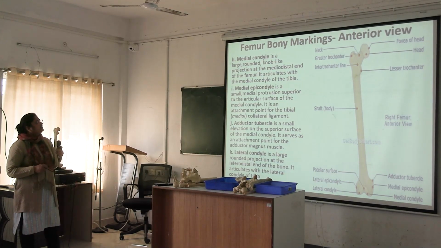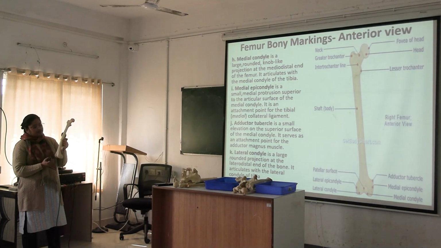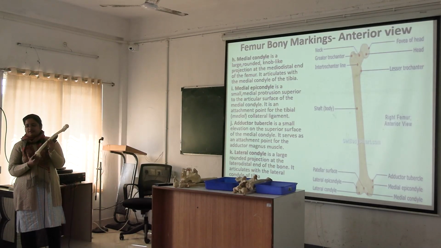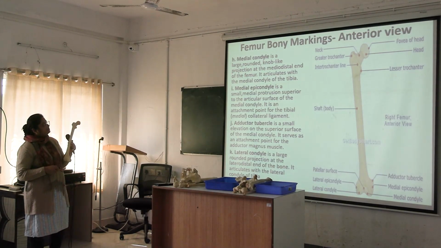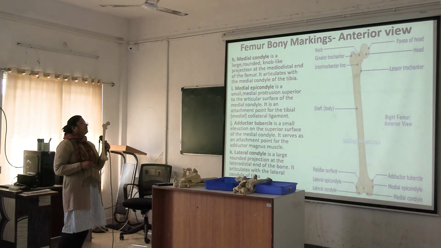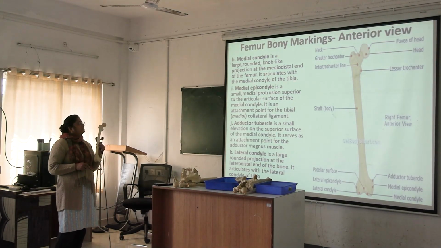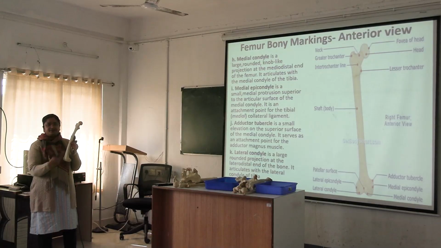Next is the medial condyle. Here is the medial condyle of the femur, this prominence. It is a large rounded knob-like projection at the mediodistal end of the femur, and it articulates with the medial condyle of the tibia. We have discussed that.